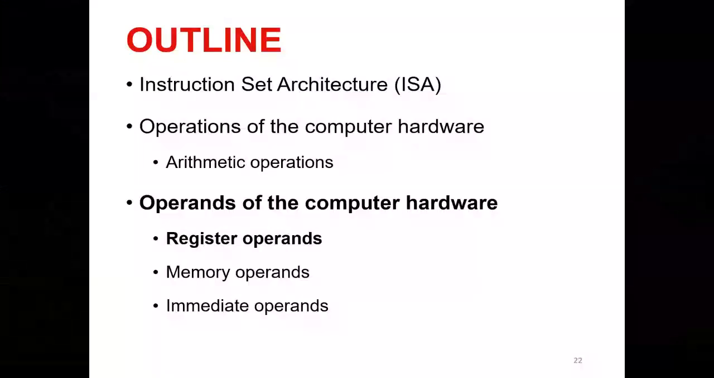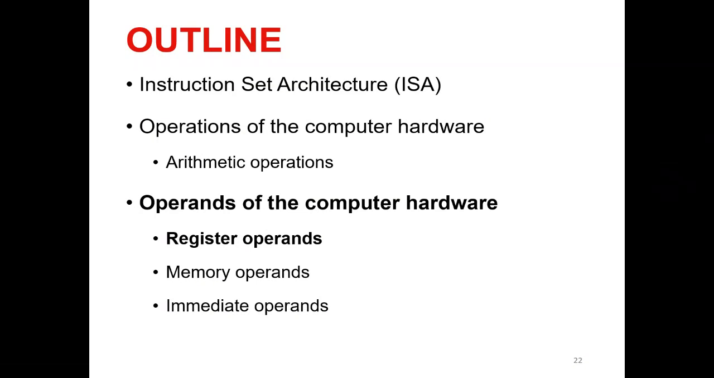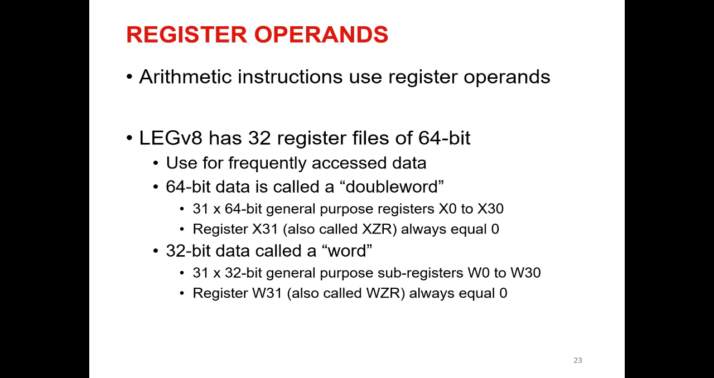Okay, let's move to the next point. So now, operands of the computer. We have seen a couple of arithmetic operations like add and sub, and now we are going to see how we actually provide input and output operands to those operations. All arithmetic instructions use registers as operands. We will see what a register is shortly. In the case of LEGv8, we have 32 registers, each one of 64 bits. Those registers are used for data that we access with a lot of frequency. Therefore, those registers can be quickly accessed.